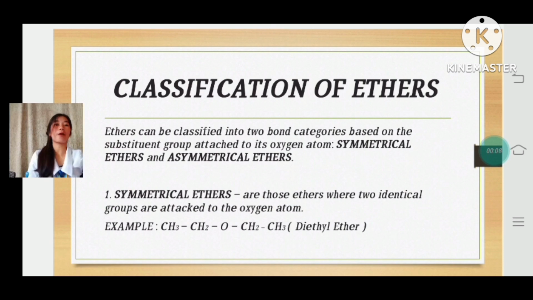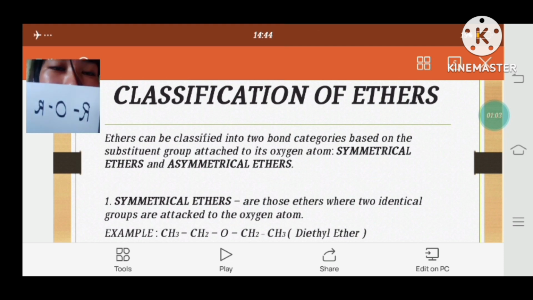So, I want to talk about the classification of ethers, the symmetrical ethers and unsymmetrical ethers. So, what are symmetrical ethers? Symmetrical ethers are those ethers where two identical groups are attached to the oxygen atom, or when the two alkyl groups are identical, with the same number of groups on both sides of oxygen. Like for example, these examples of symmetrical ethers, they are the same on both sides of the oxygen.